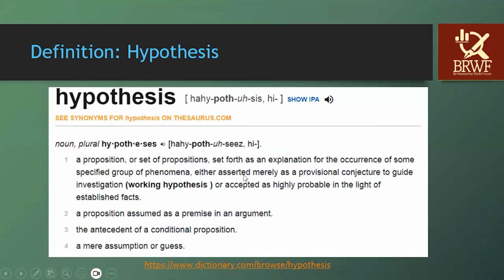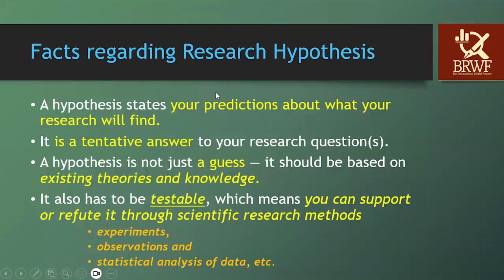If we go for the deeper definition, from the research perspective, then we can say: a hypothesis states your predictions about what your research will find. I think from here it is very clear. Am I right? It is a tentative answer. I can say again, provisional. The same word comes again. It is a provisional or tentative answer to your research questions. You can have one question, you can have more questions. So this is a tentative answer to the research questions.